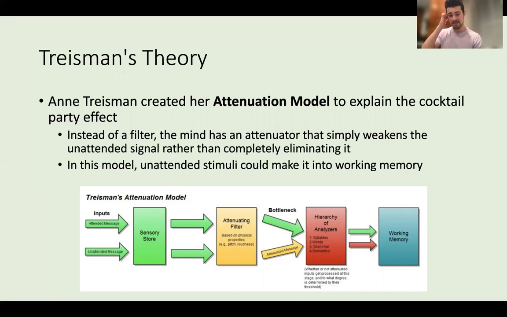So if it makes it past that attenuating filter, your name, say we're talking about the cocktail party example again, in Broadbent's model, if you're not paying attention for someone to call your name, or no one's calling your name in the current conversation you're in, then that name should not make it to your working memory. However, as it does in reality, and as Anne Treisman's model explains, it's more likely that your mind works as an attenuator and just weakens the signal if you're not paying attention. So it could still make it through that bottleneck. And then once it gets to those higher areas of processing, you're going to recognize it as your name, and you are definitely going to shift it over into your working memory.